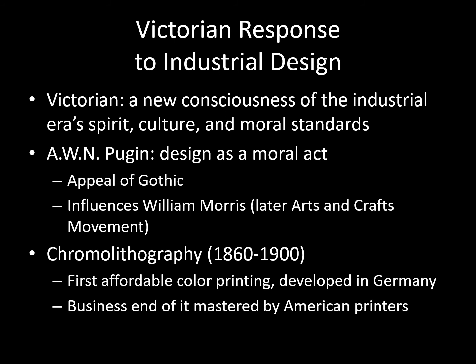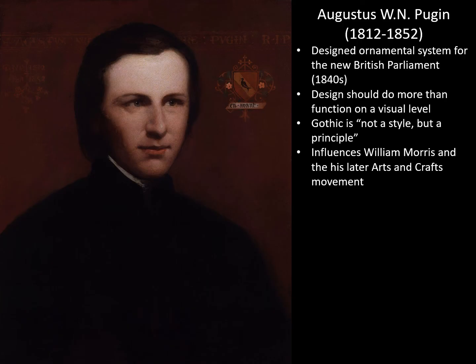As we talk about Victorian design, it's really important to talk about chromolithography. Chromolithography is so important because it's the first affordable color printing. It's developed in Germany. That being said, the business end of it is really mastered in the United States by American printers. So here's a picture of Pugin, a painting of him. You can see his life dates, 1812 to 1852. So he dies before William Morris and his arts and crafts movement comes underway.